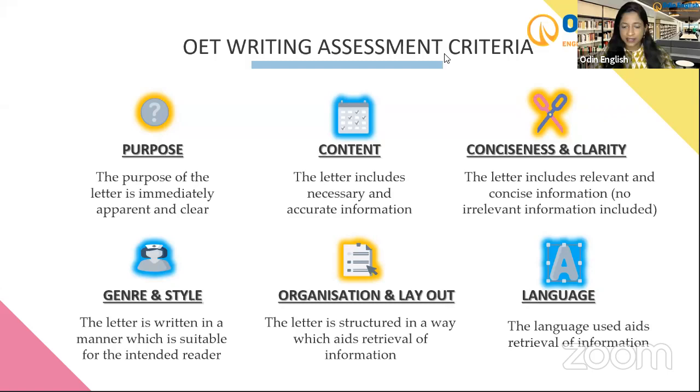So conciseness and clarity is, you can say, somewhat different from that of content. This looks at your ability to avoid all the unnecessary information, irrelevant information, as well as to summarize all the information that you have already selected. So you have already selected that these are the relevant information and these are the associated information. So you should be able to summarize it. And second thing is, you should be able to understand that some other information that is given in the case note, they are irrelevant. You should be able to omit those. So this is also very, very important. Because if you don't do this, your letter will become a very lengthy one. And also, your letter will deviate away from its intended purpose. So remove all the irrelevant information.